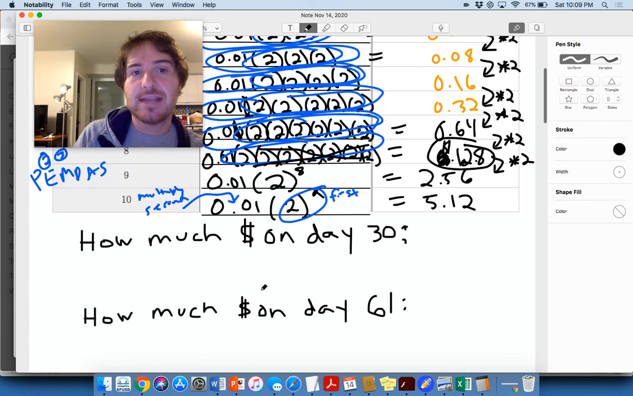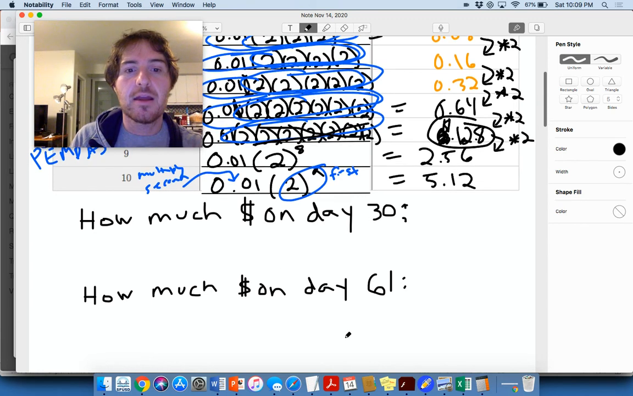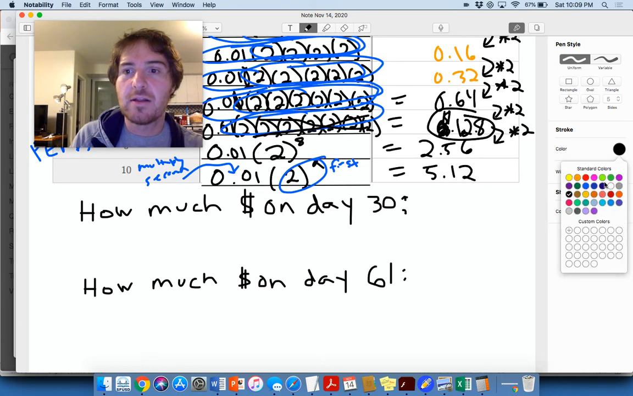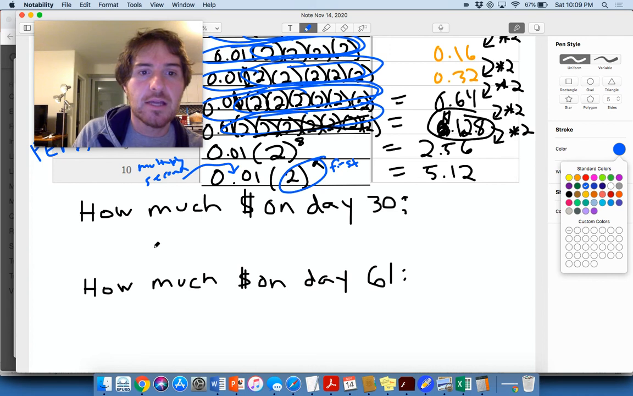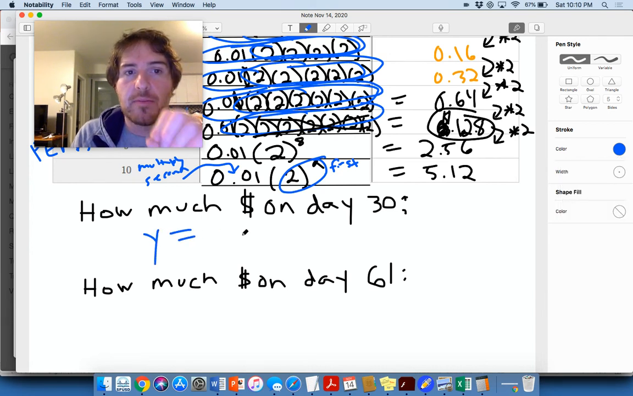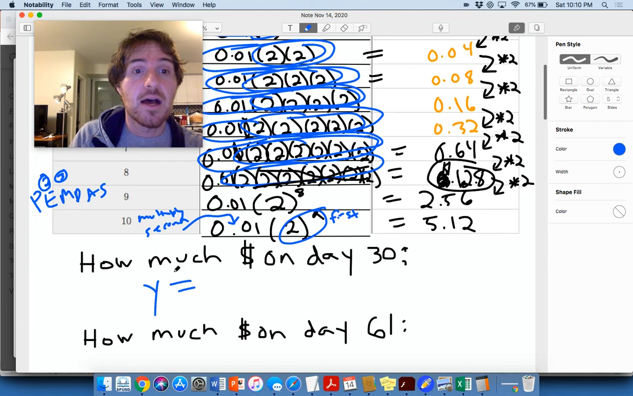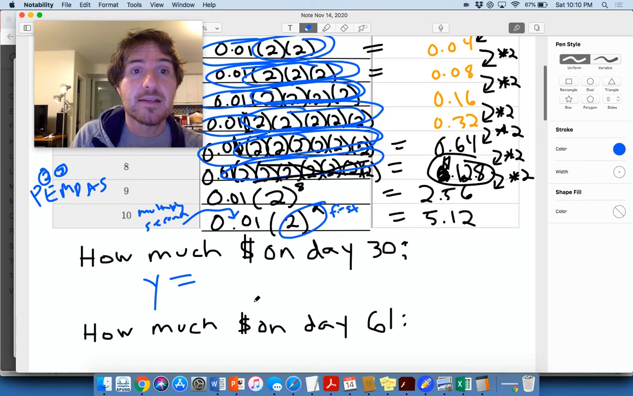Anyways, let's just get this answer down so you can check your answers. Question: how much money on day 30 and how much money on day 61? Let's do this in blue so we can see it nice and clearly. So this is going to be the amount of money. Let y be the amount of money in dollars, and x be the number of days. Okay, so day 30 isn't x, so I can do x minus 1 in the exponent.